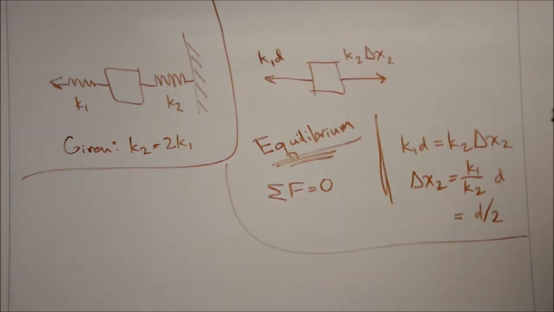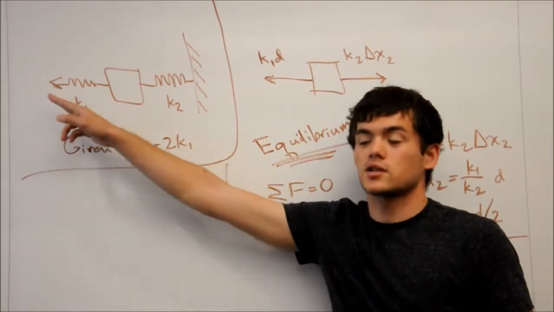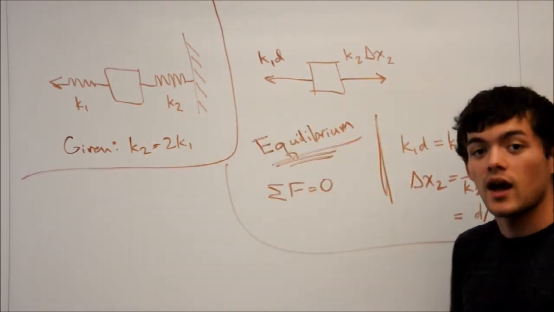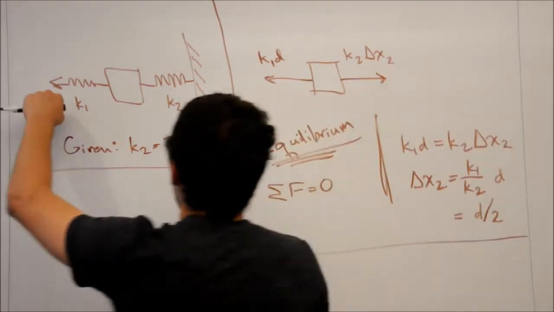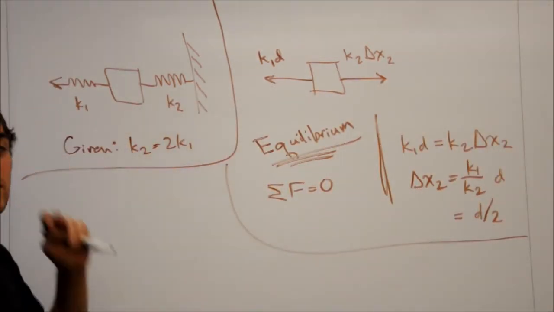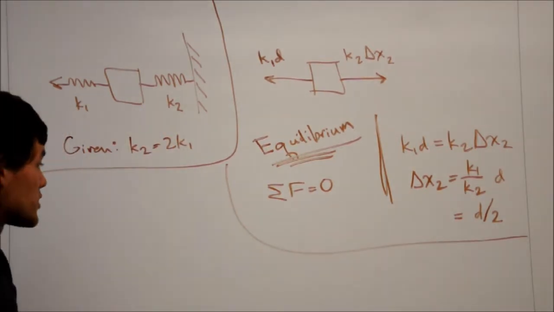So now for part B, we're asked how far will we have to pull on this side of the spring in order to stretch K1 to that distance d. And all that's saying is that as we pull this, if we pull a distance D, it's not going to move necessarily a distance d because some of that stretch is going to come from spring number 2.